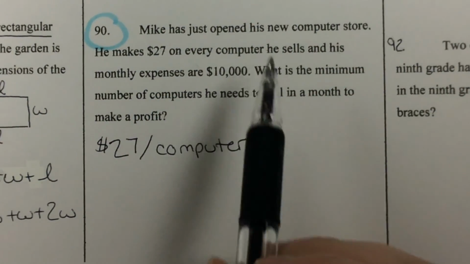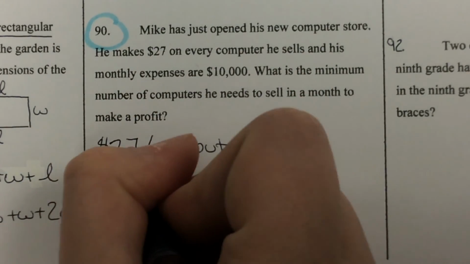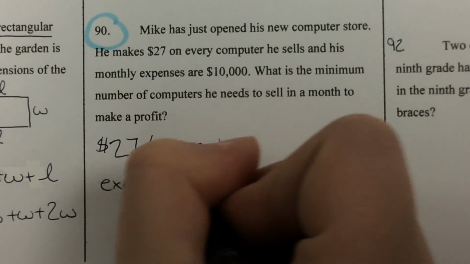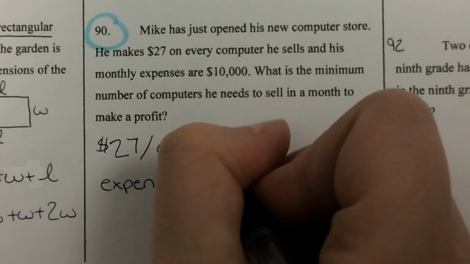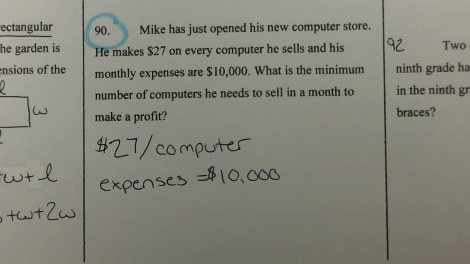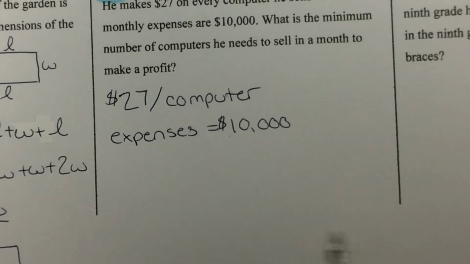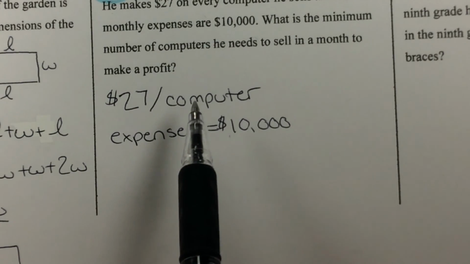Let's keep going. His monthly expenses are $10,000. So we want to know what's the minimum amount of computers that he needs to sell in 1 month in order to make a profit. Well, each month his expenses are $10,000. So to be making a profit, he needs to make more than $10,000 on selling his computers.